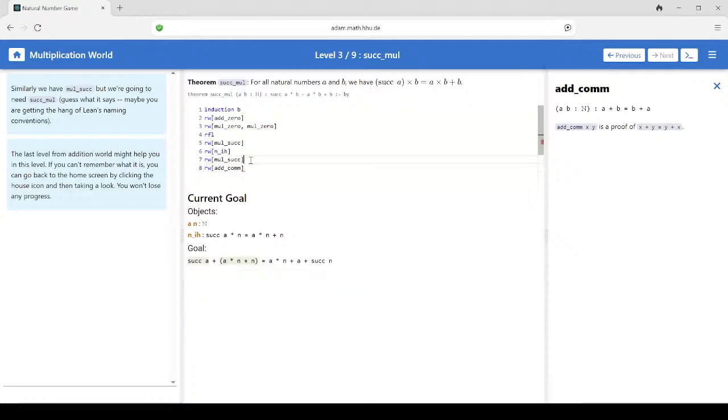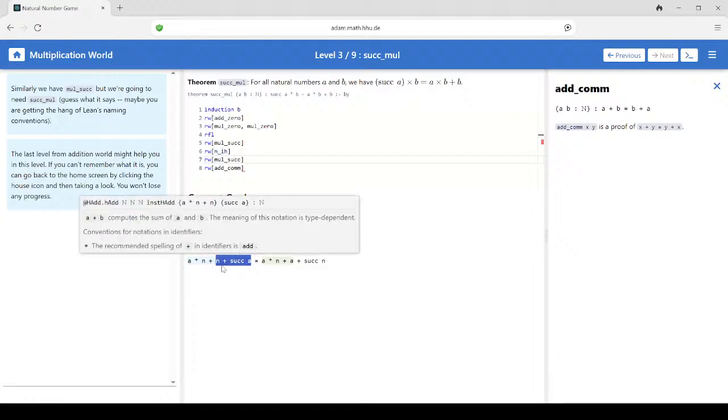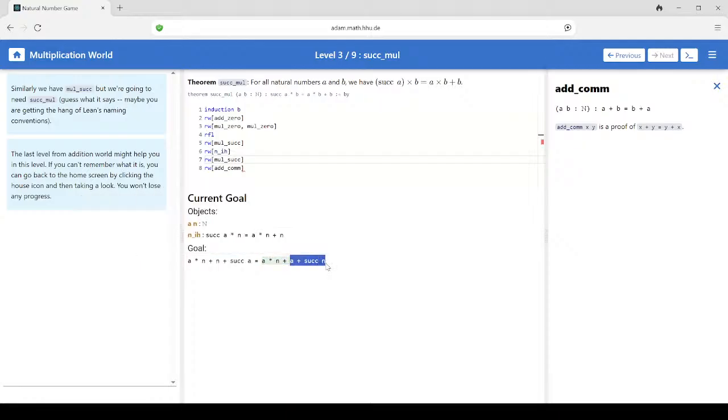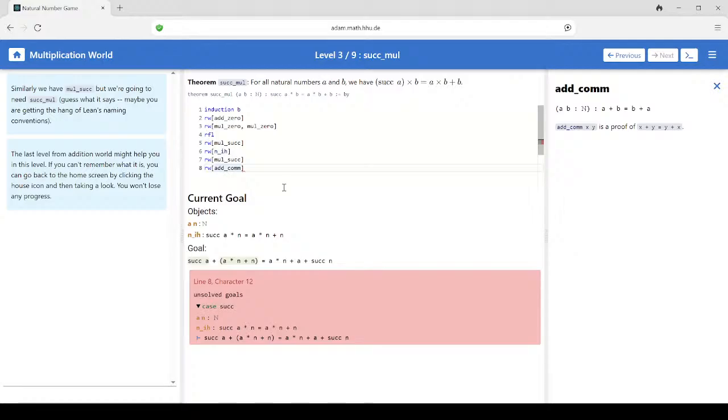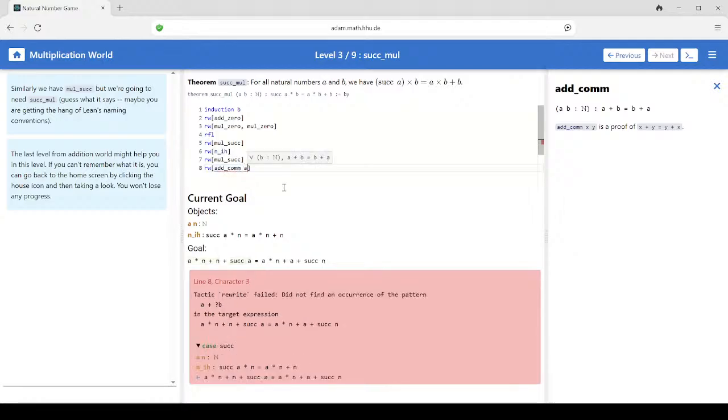Wait, I'm not sure that did what I wanted it to do. I want it to switch around these two so that it's plus the successor of a, or else I want it to change around these two so the successor of n and a can be there. Can I specify which ones I want it to change? No, that doesn't work.